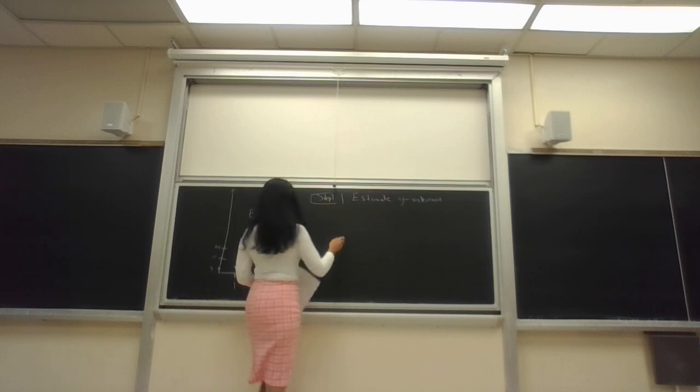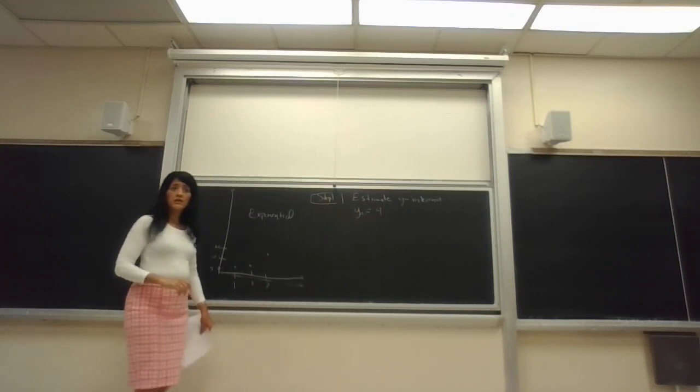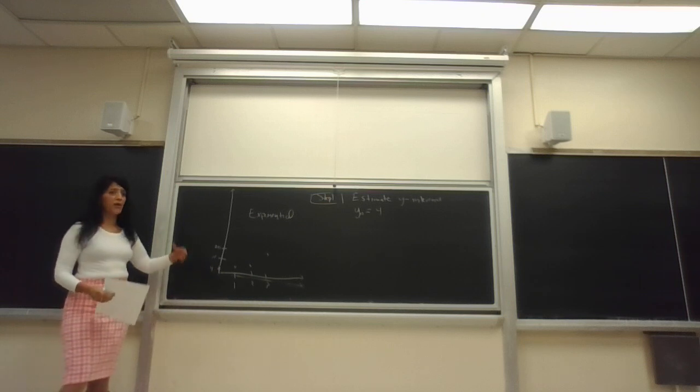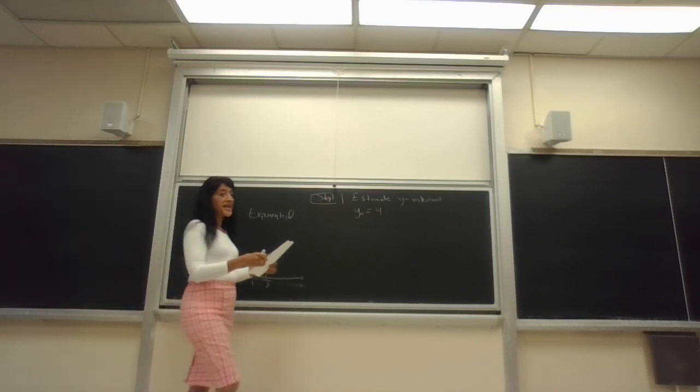So estimate your y-intercept. I estimated y0 as approximately 4, just by eyeballing. It looks a little bit under 5, so 4 is pretty close. Next step is to estimate your D.